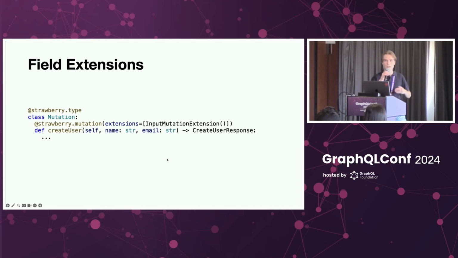Field extensions are basically a static contract ensuring that whenever you have a method like create user with your field's name and email, it will always ensure that these fields are present, but it can modify the appearance of that method in the schema. So with the input mutation extension, it would actually take these two arguments and transform these arguments into an input type, which would then be present in your schema. And it will take care of all the conversion and mapping.